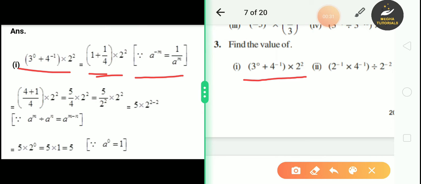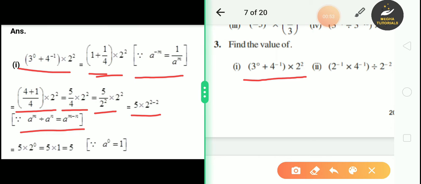Then in bracket denominators are different, so we will take LCM. So LCM is 4. So 4 plus 1 upon 4 into 2 raised to 2. 4 plus 1 is 5, so 5 upon 4 into 2 raised to 2. 4 is nothing but 2 square, so we can write 5 upon 2 square into 2 raised to 2. Then we can write 5 into 2 raised to 2 minus 2 using this law, a raised to m divided by a raised to n is equal to a raised to m minus n.